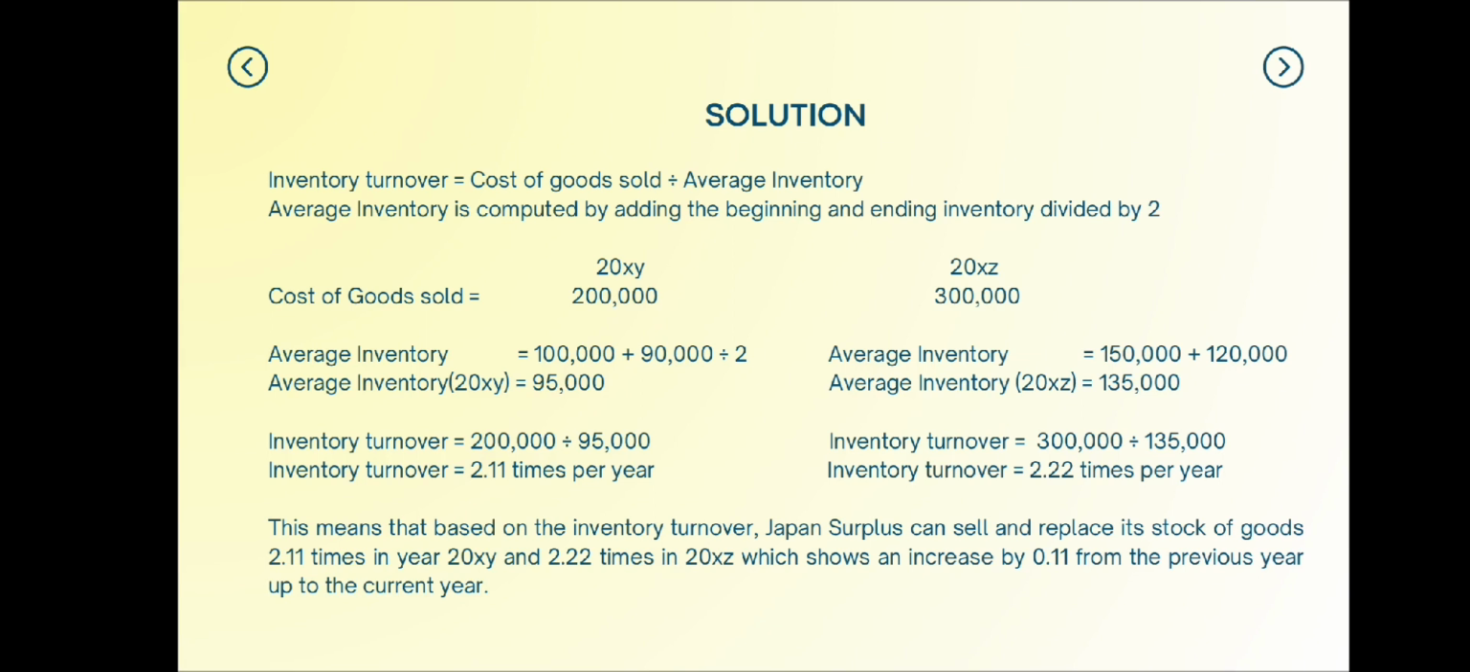This means that based on the inventory turnover, Japan Surplus can sell and replace its stock of goods 2.11 times in the year 20xy and 2.22 times in 20xz, which shows an increase by 0.11 from the previous year up to the current year.